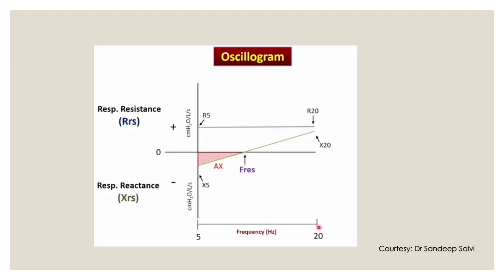Let's start reading certain oscillograms and get to some examples now. So as I said, normally R5 and R20 should be equal. So this is the normal curve and this is the normal reactance curve, where X5 would be here, minus 1. This would be our AX and this will be our resonant frequency. Let's go on and read further.